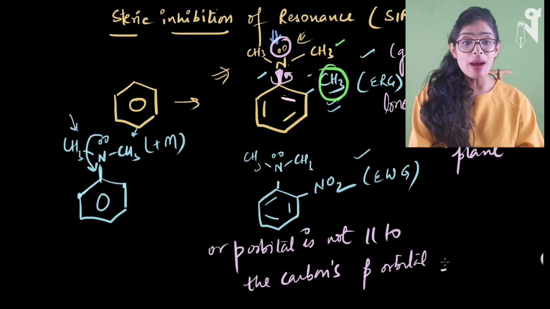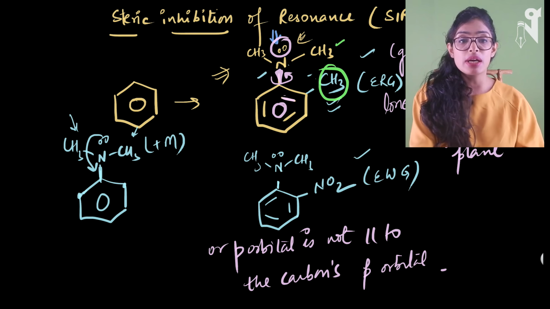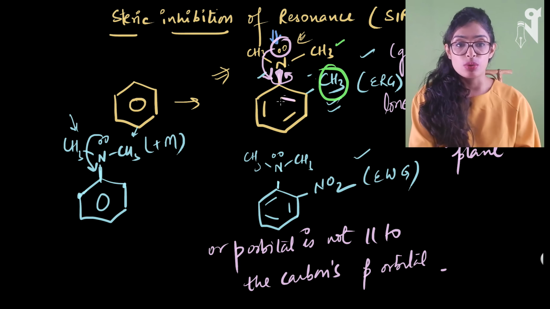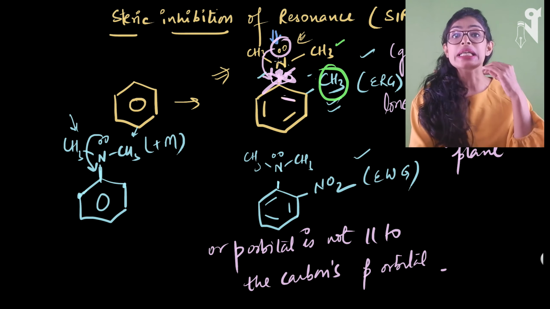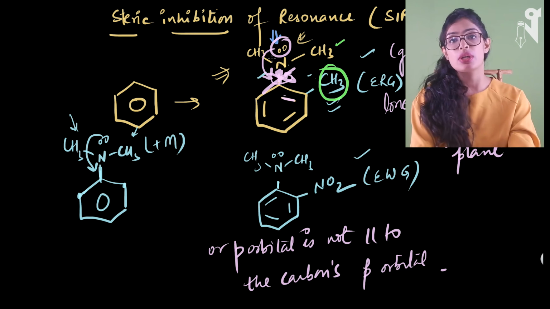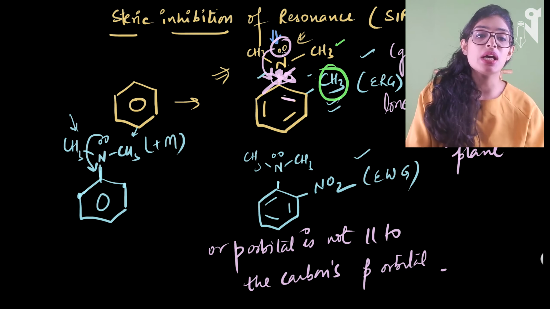So resonance will still happen in the benzene. Benzene's resonance will not stop, but nitrogen will not be able to donate its pair to the benzene ring. So resonance will not be there. And the pair of electrons, which was a delocalized pair earlier, will become a localized pair of electrons.